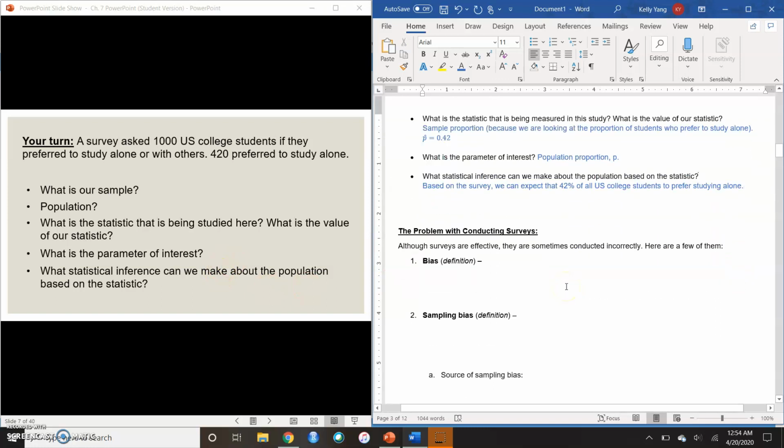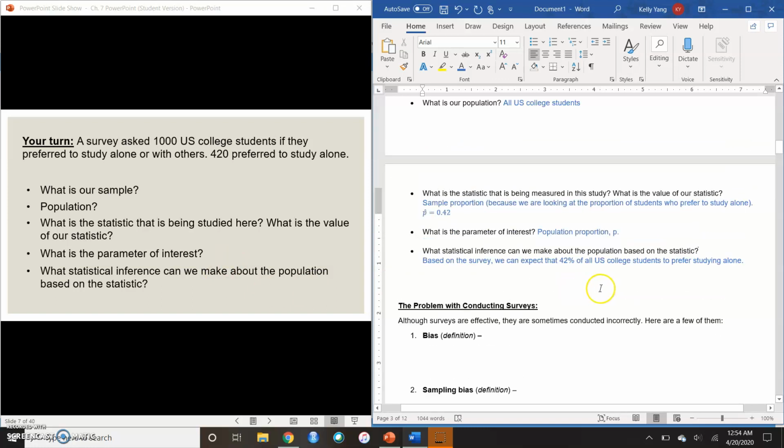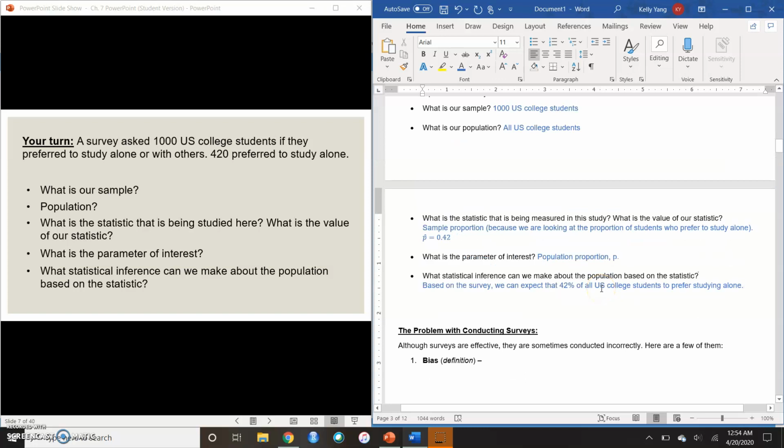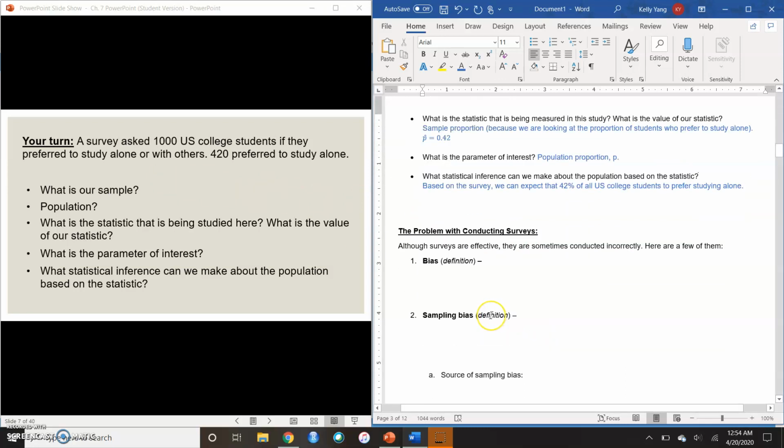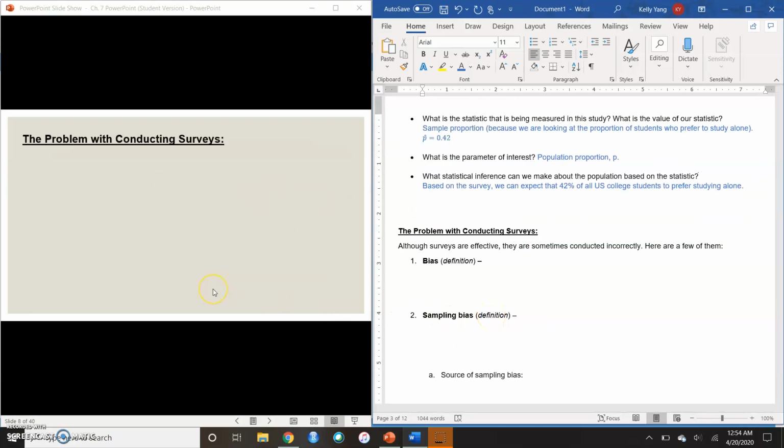So I hope you were able to do that without any issues. If you have any questions, feel free to send me an email or come to my office hours. So now I'm going to go ahead and move on to the last part of section 1.